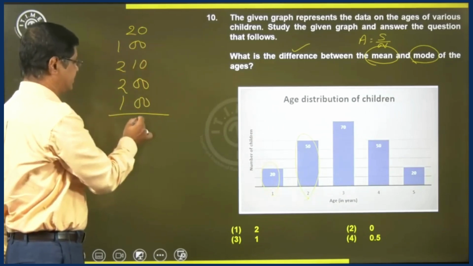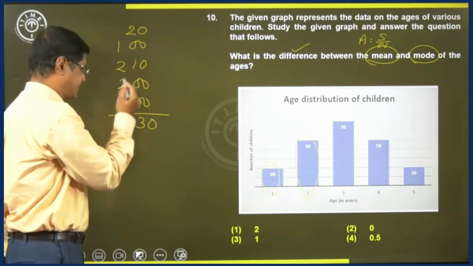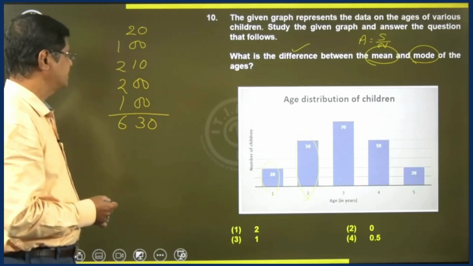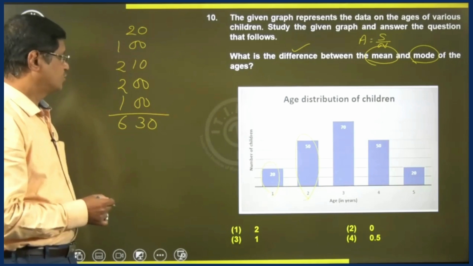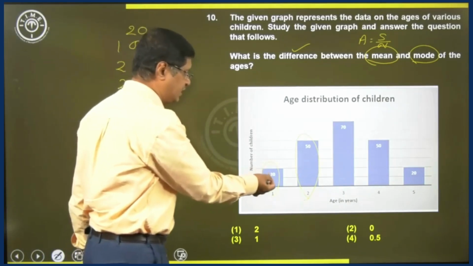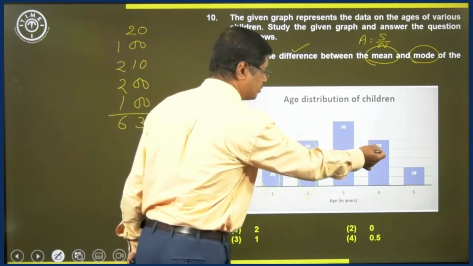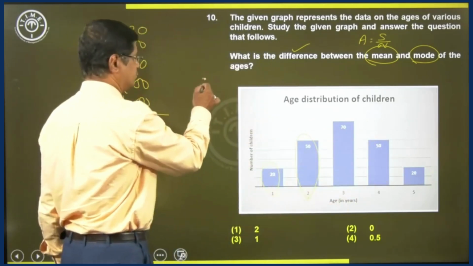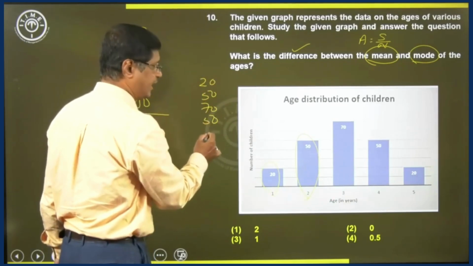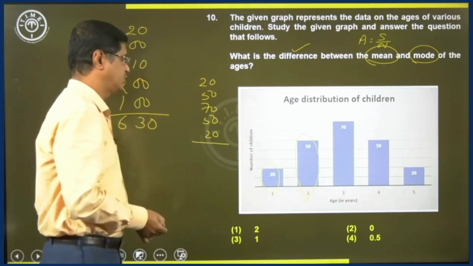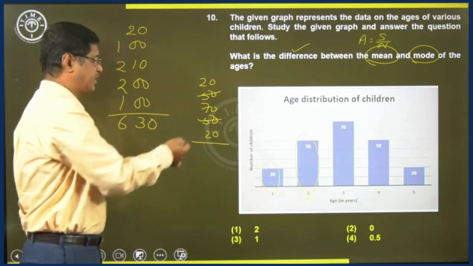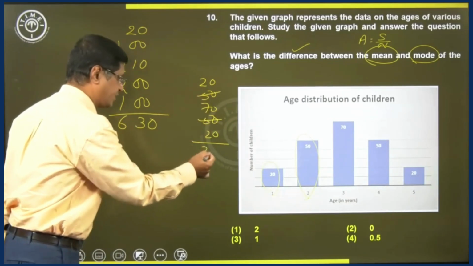How much is the sum of all these values? 20 plus 10, that is 30. And 600. 630. 630 is the sum of the ages. So how many students here? How many students means? Just observe. 20 plus 50 plus 70 plus 50 plus 20. How much is the sum of these values? Now 50 plus 50, 100. 100 plus 110, that is 210.